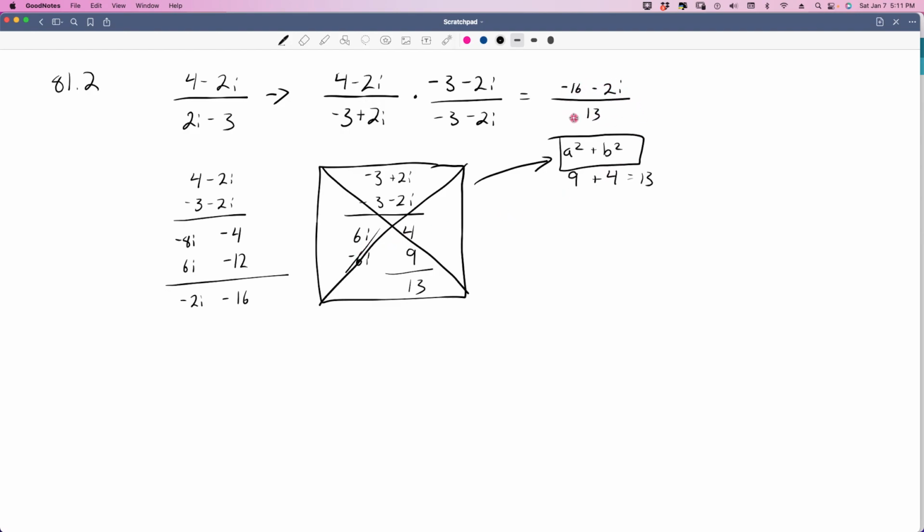But again, we cannot leave this in this format because standard format is a plus bi. They have to be separate terms separated by an operation. So this has to be negative 16 over 13 minus 2i over 13, or what's actually preferred is for this to be 2 over 13i on the side, kind of the way we do a unit of measure. And that would be the right format and the correct answer.